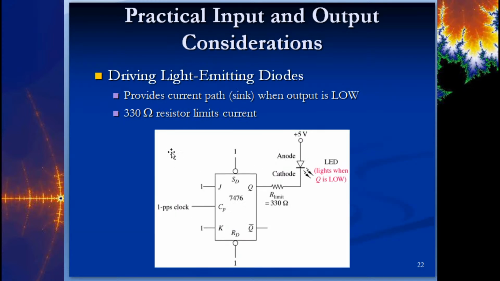So here's one. It says driving light emitting diodes. And so you can have on the output here, remember, an LED has to have a current limiting resistor in series with it. And so essentially what this is doing is either allowing a place to have a voltage drop and generate current that's going to sink, or it's going to be a high on the output and there's nowhere for this to go, all right, and it's going to turn it off. So it's going to blink on and off based on this 1 pulse per second clock. So it's going to be on for a second and off for a second.